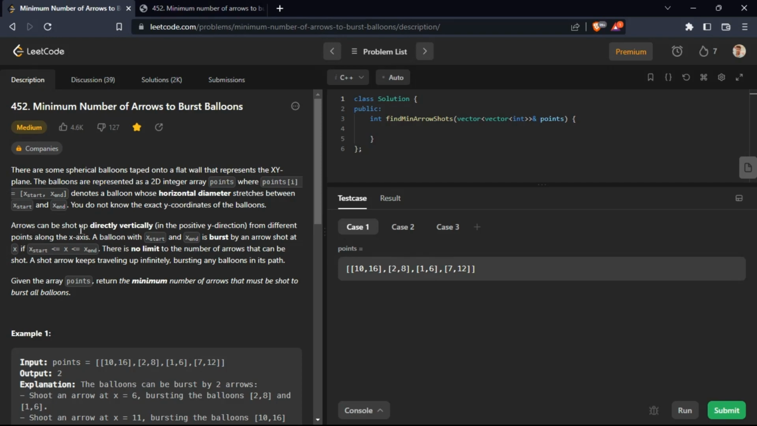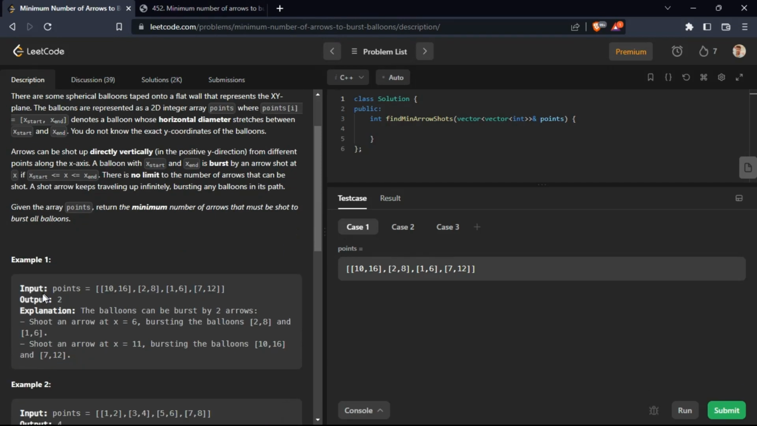Arrows can be shot directly vertically, in the positive y direction, from different points along the x-axis. A balloon with x start and x end is burst by an arrow shot at x if x start is less than or equal to x, and x is less than or equal to x end. There is no limit to the number of arrows that can be shot. A shot arrow keeps traveling to infinity, bursting any balloon in its path. Given the array points, return the minimum number of arrows that must be shot to burst all the balloons.